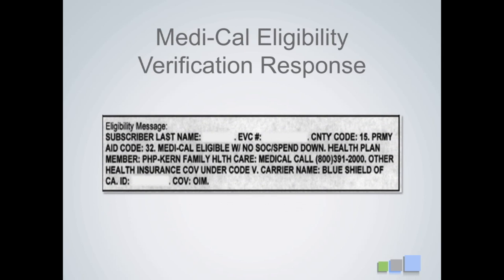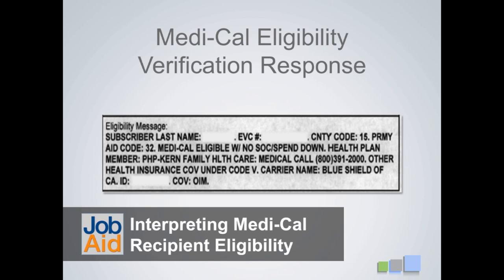Once you've chosen how to verify your patient's Medi-Cal eligibility, you'll need to interpret the information that you receive. The image here is a sample of an eligibility printout from a POS. The downloadable job aid interpreting Medi-Cal recipient eligibility will help you decipher the information you get from Medi-Cal so you're able to confirm what services the patient is eligible for as well as coverage for the day of the visit.